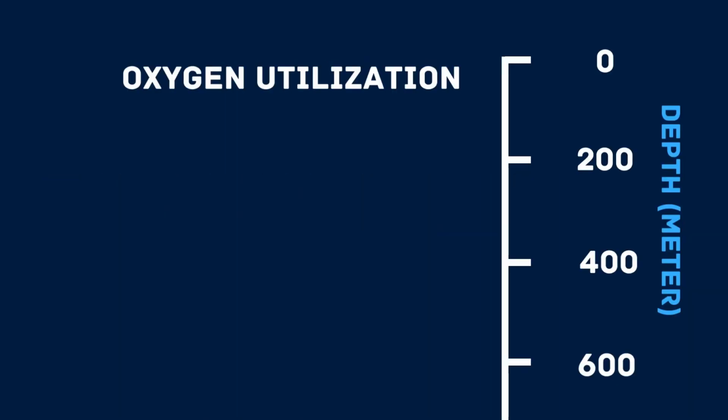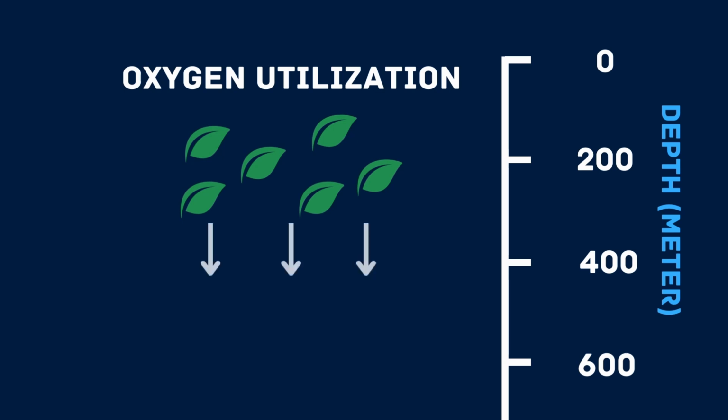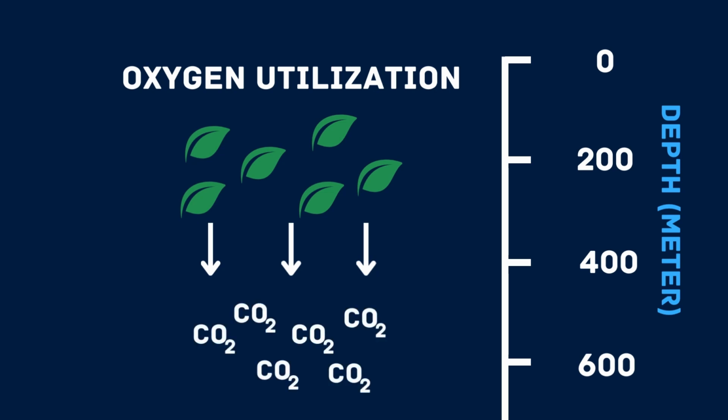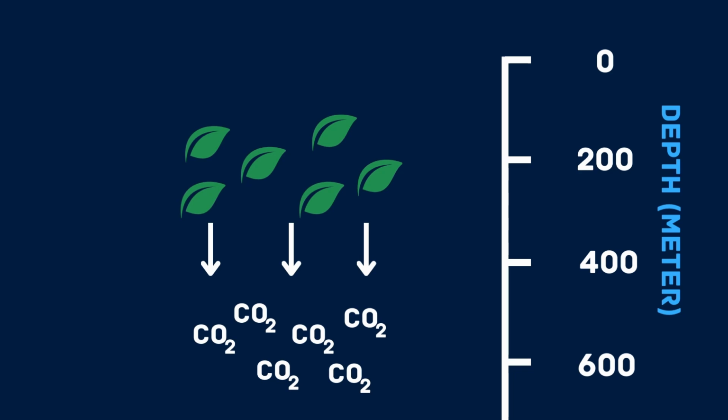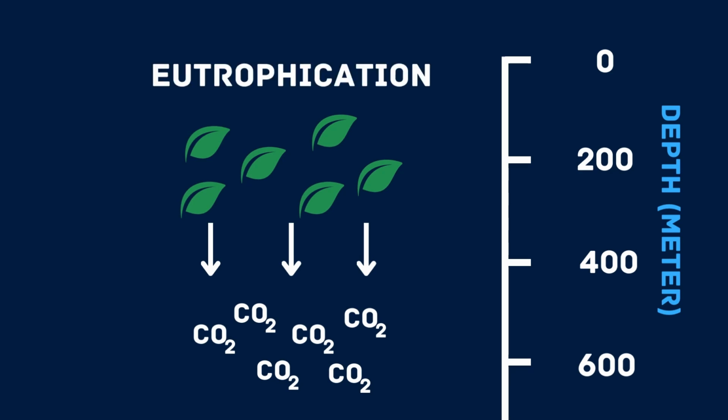Oxygen utilization in the marine environment is primarily driven by the decomposition of organic material. This organic material originates from algae and plant matter that sinks from the surface as it dies. The decomposition process takes oxygen out of the water, replacing it with carbon dioxide. The problem comes from enhanced nutrient enrichment of water as a result of runoff from farmlands, known as eutrophication.